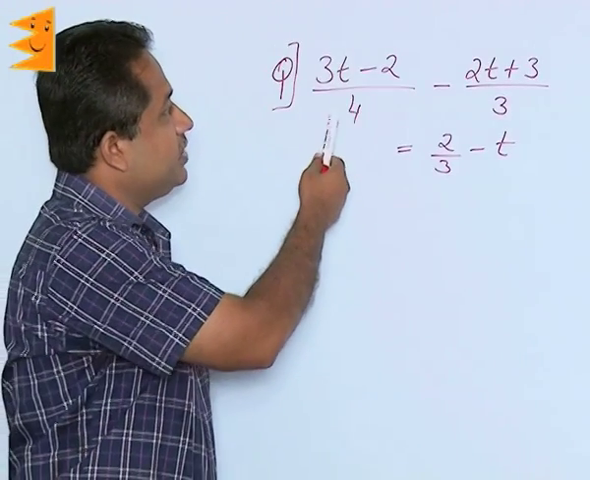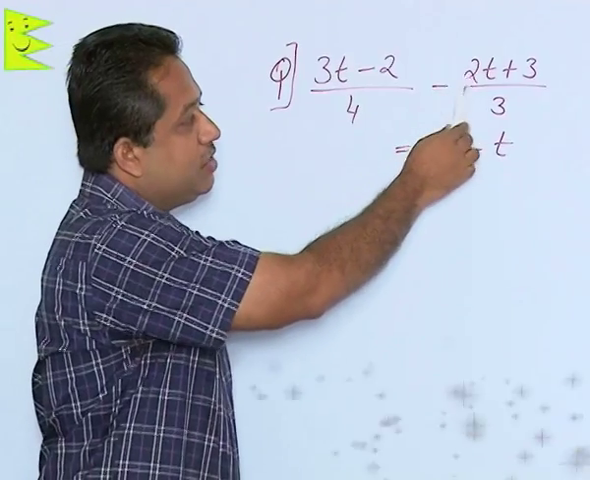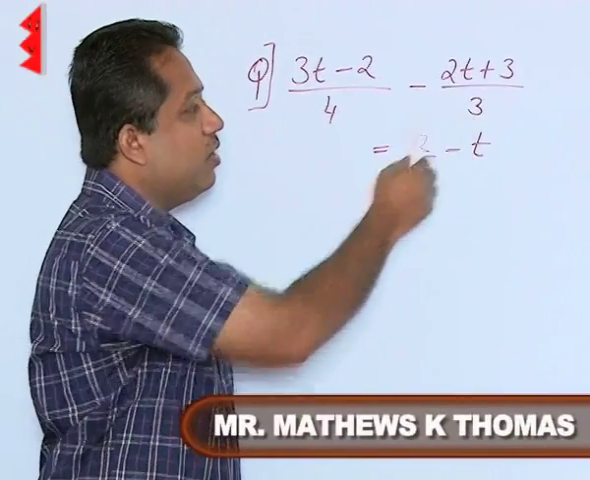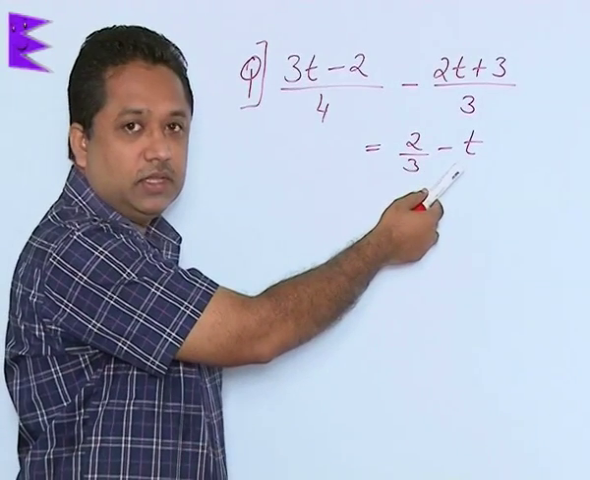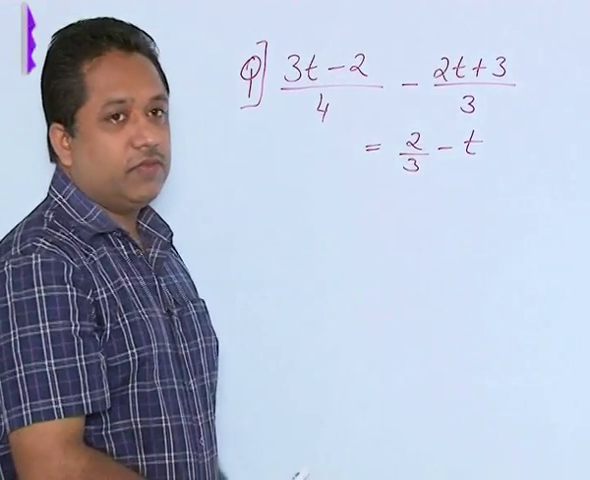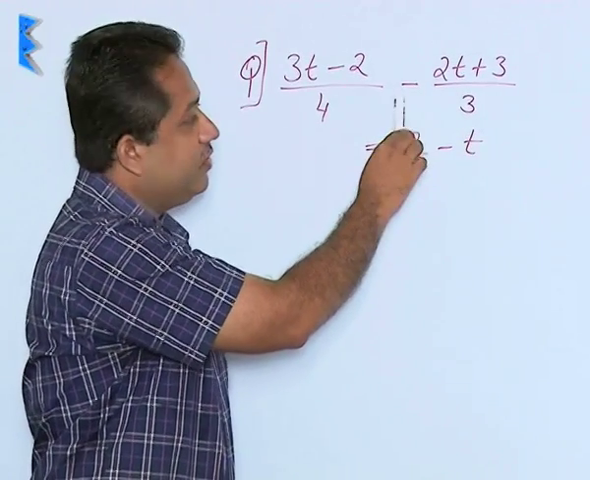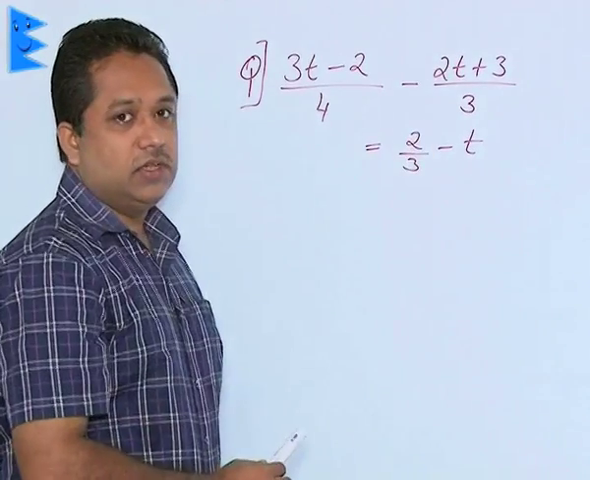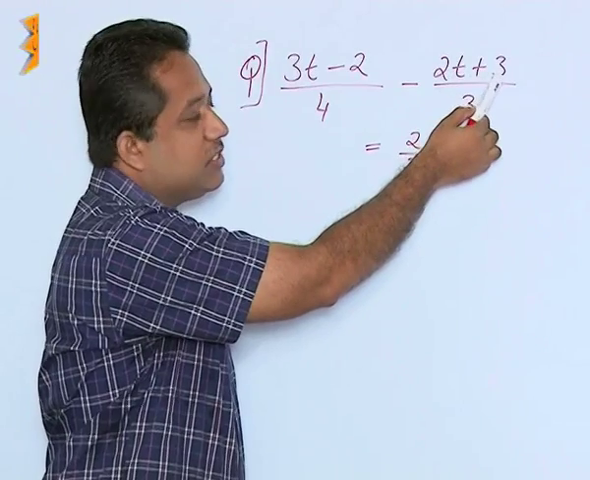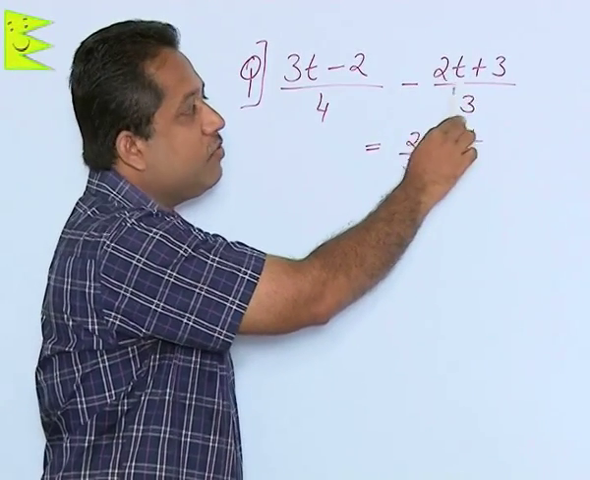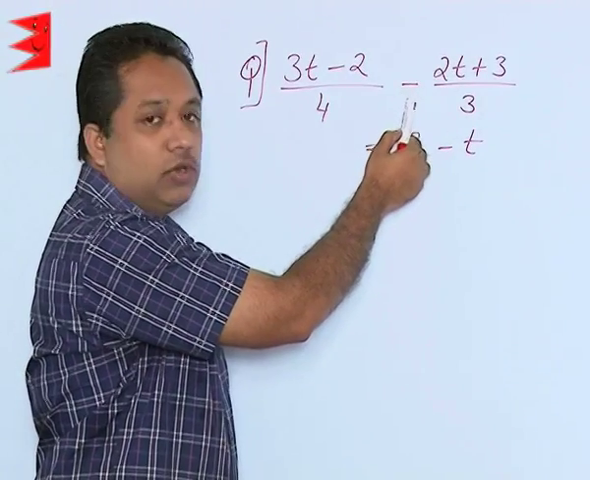Okay, let us look at this question. 3t minus 2 upon 4 minus of 2t plus 3 upon 3 is equal to 2 by 3 minus t. Now, in this question you will have to be very careful because there is a negative sign outside this term, and this is where the maximum error occurs, because this negative is not only for this 2t, it is also for this 3. So, you will have to be very careful in solving this because the signs will change when there is a negative sign outside.